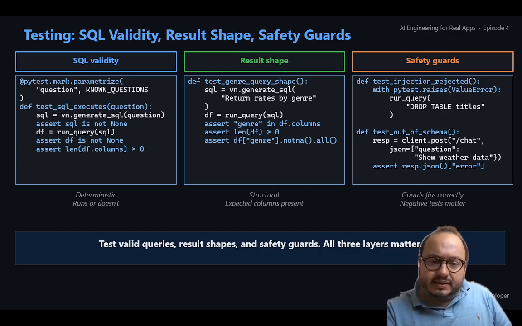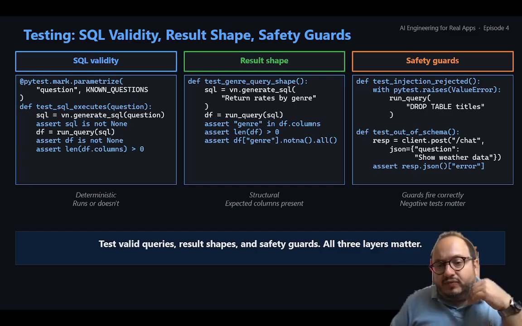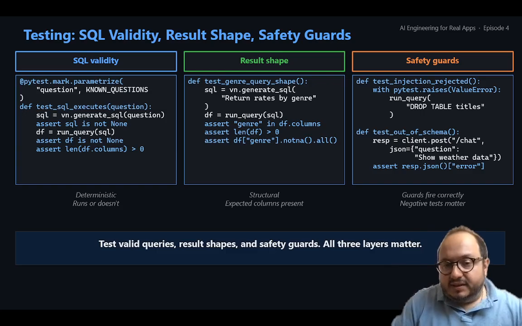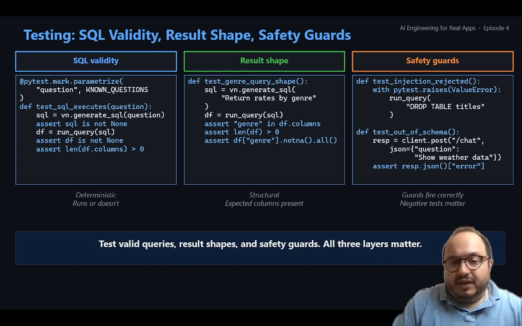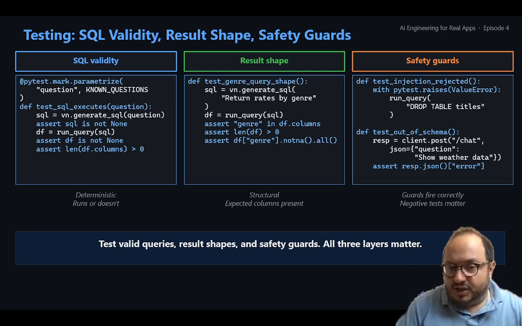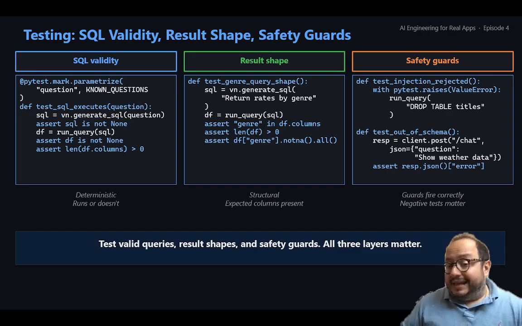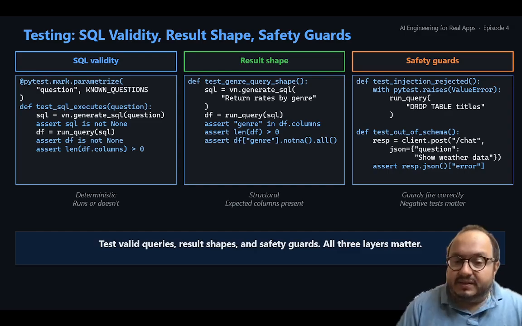The second layer is the result shape. For known questions with known answers, we assert the shape of the result, the column names, the approximate row count, and whether the expected values appear in the output. We do not assert exact values because the underlying data can change. We assert that the answer is structurally plausible. A question about the top genres should return a result with a genre column, a revenue or count column, and at least one row.